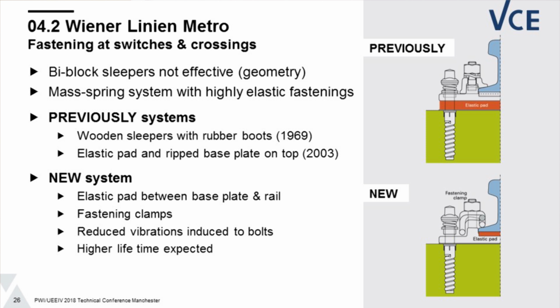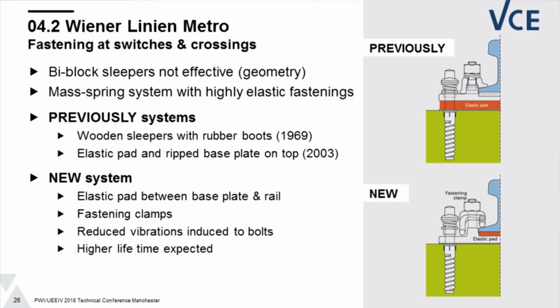Switches and crossings, also here you see the previous system and the new system. Basically, we are not able to provide a system based on B blocks because, due to changing geometries, this is a very hard task. So since ever, Wiener Metro Systems had mass spring systems, not based on B blocks, but on single fastenings with high elasticity. You see the elastic element, which was located underneath the base plate.